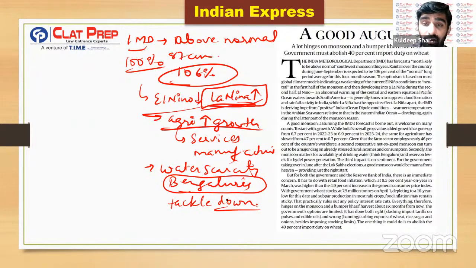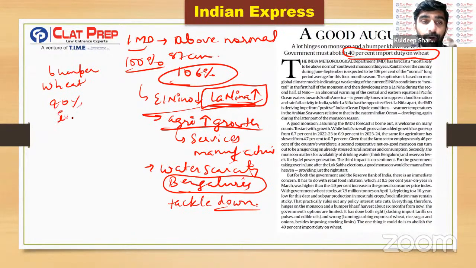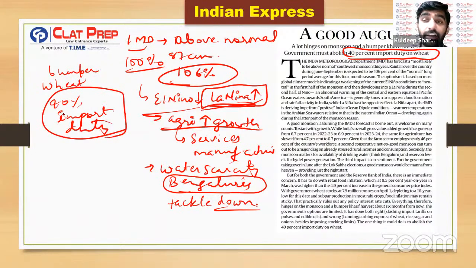However, this editorial is arguing that it is a good time for the government to abolish the 40% import duty on wheat. And why is it arguing this? Because probably this year there won't be any bumper wheat production. So if we remove this 40% import duty, what is import duty? Basically, if someone from outside wants to import wheat into India, then he has to pay 40% import duty, which makes it impossible for an exporter from another country to send wheat to India.